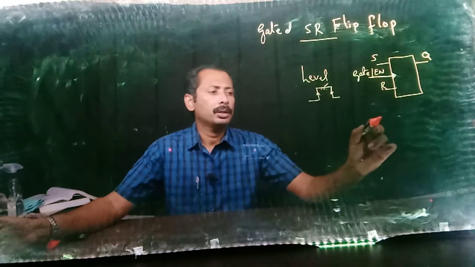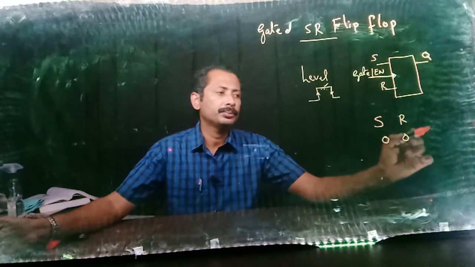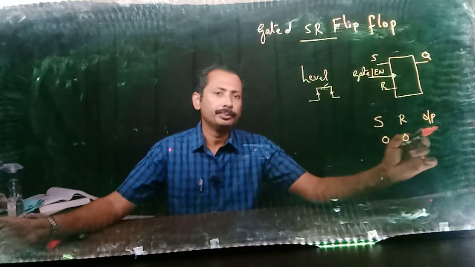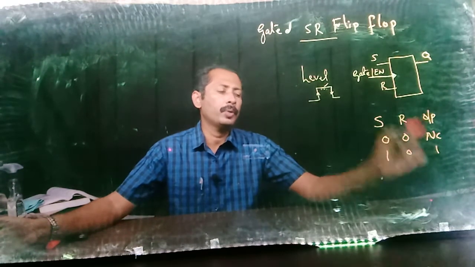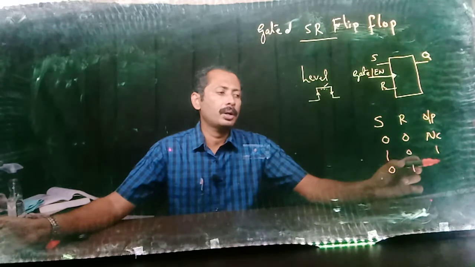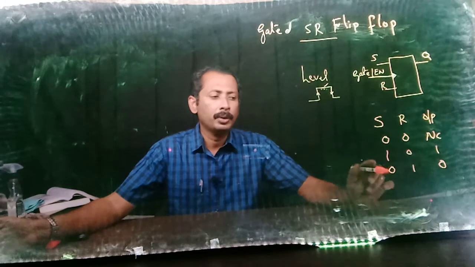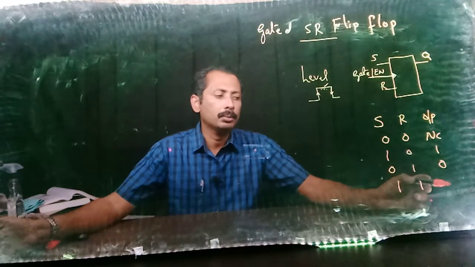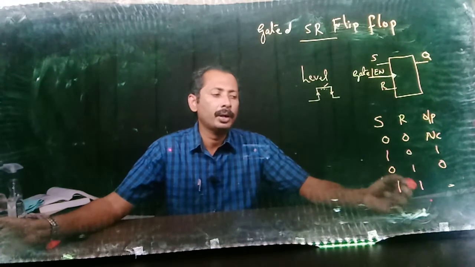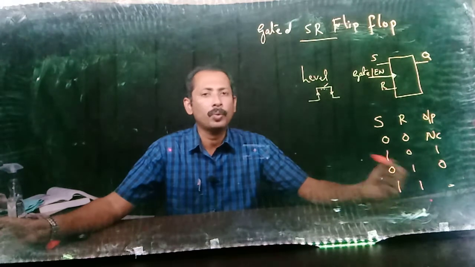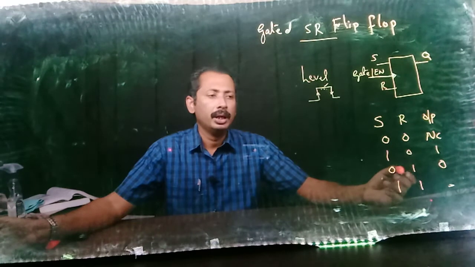Okay, so we have the truth table like this, S and R. S is 0, R is 0, output is no change. S is 1, R is 0, output will be 1. S is 0, R is 1, output will be 0. And 1 and 1 cannot be given because it is not allowed, because the SR flip-flop loses the property of the flip-flop if the inputs are 1 and 1, since Q and Q bar both become 1 for this input. So we cannot give 1 and 1 for this SR flip-flop.